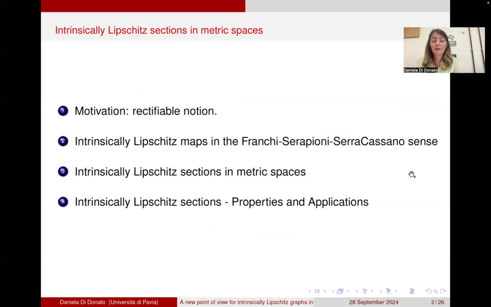First, I recall the motivation of my research: to find a good notion of rectifiability. Firstly, I recall the definition of intrinsically Lipschitz map in the Franchi-Serapioni-Serra Cassano sense, and then I give the notion of intrinsically Lipschitz section in metric spaces. Finally, I give some properties and applications.